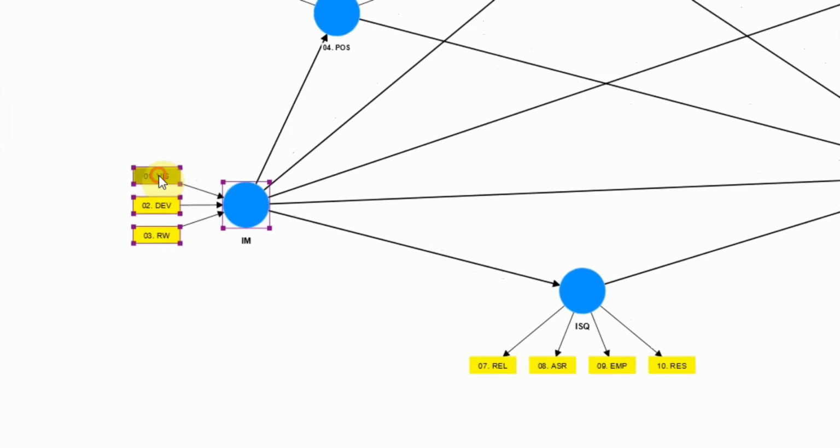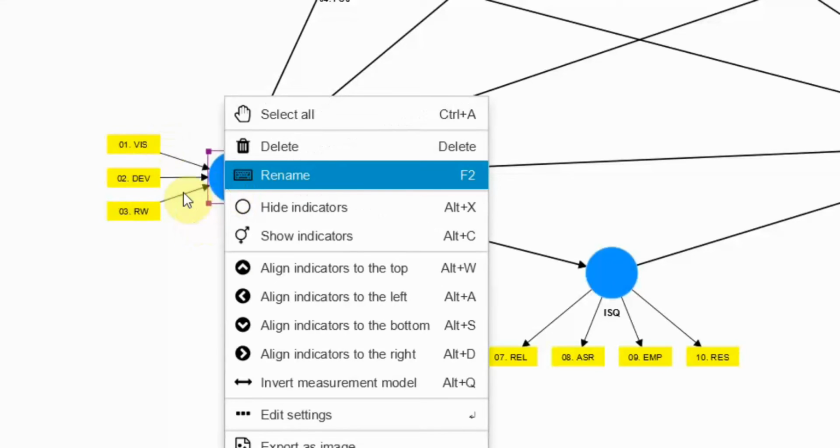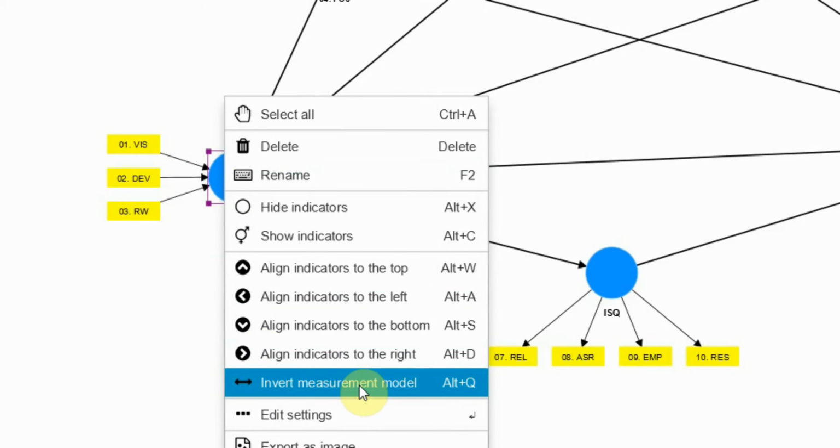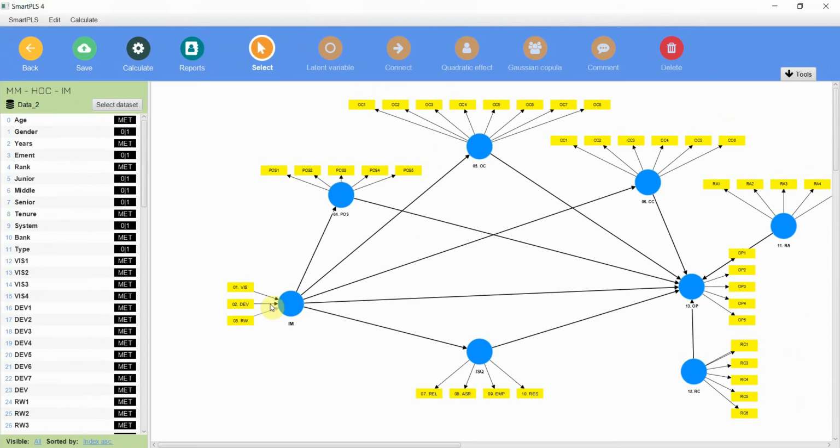Now I'm using the latent variable scores for vision, development, and rewards, which are my lower order constructs, and IM is my higher order construct. Once you add them, by default they are reflective, so you have to invert the measurement model here by clicking here. Now how do we validate this?